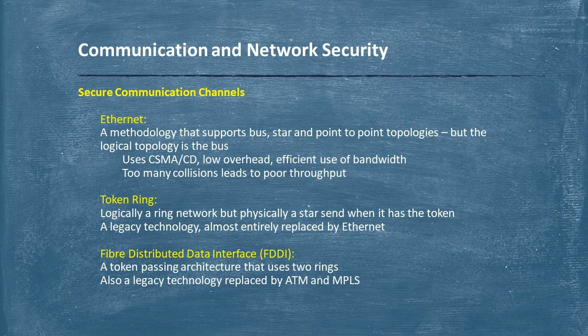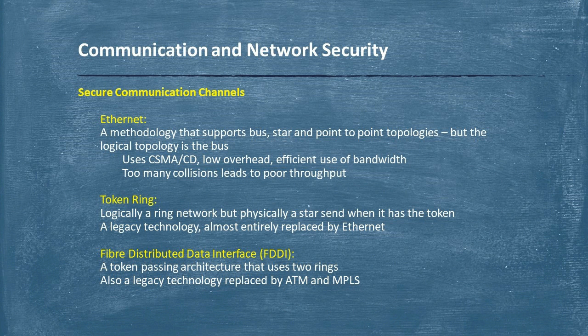Ethernet is a methodology that supports different topologies like bus, star, and point-to-point, but the logical topology is bus. Logically, it is a bus topology. It uses CSMA collision detection, with low overhead and efficient use of the bandwidth. Too many collisions lead to poor throughput.